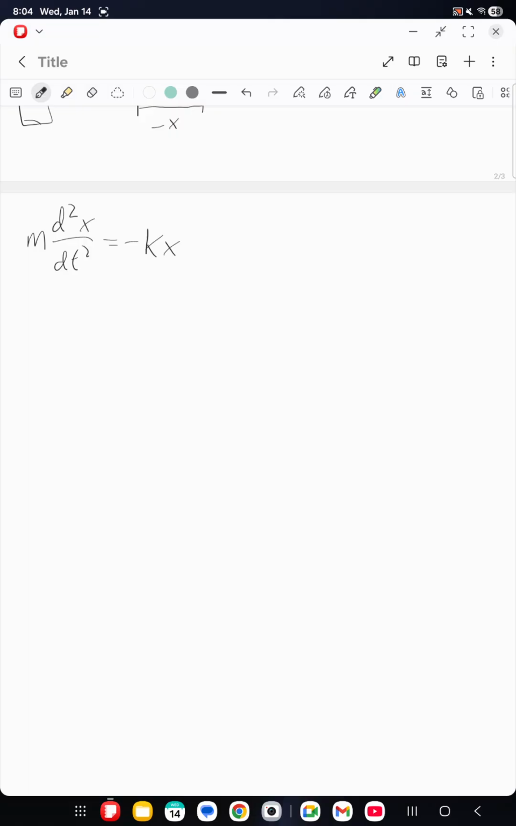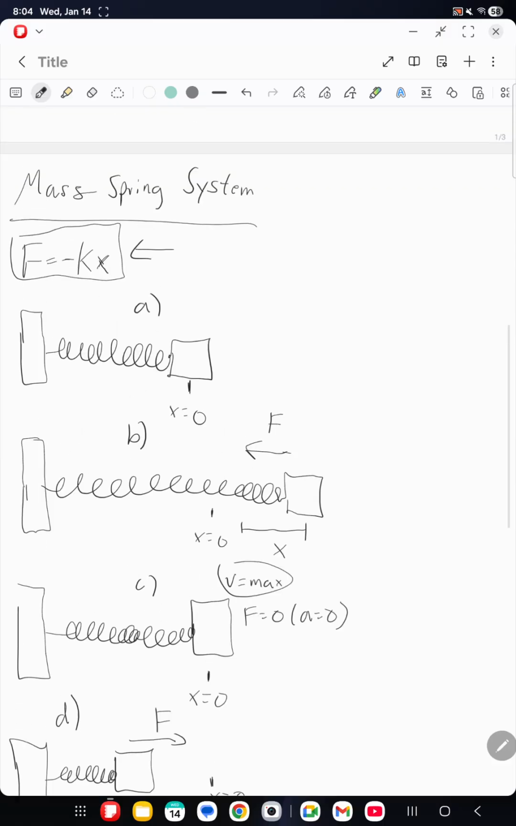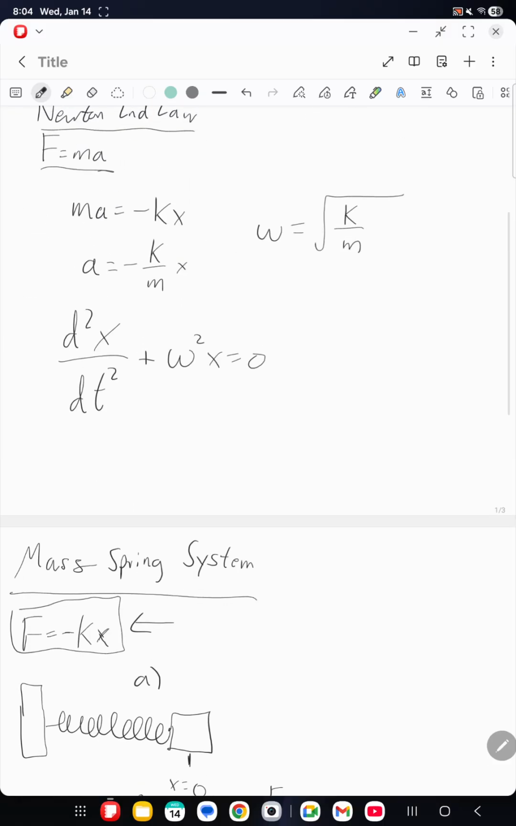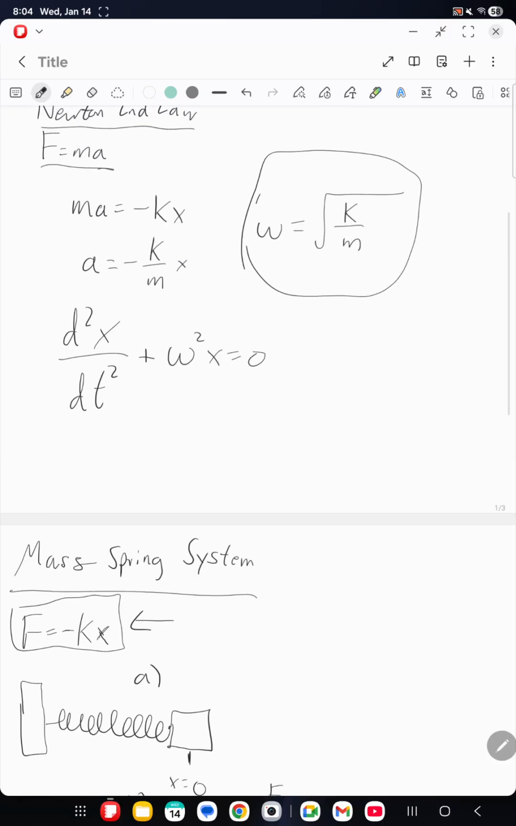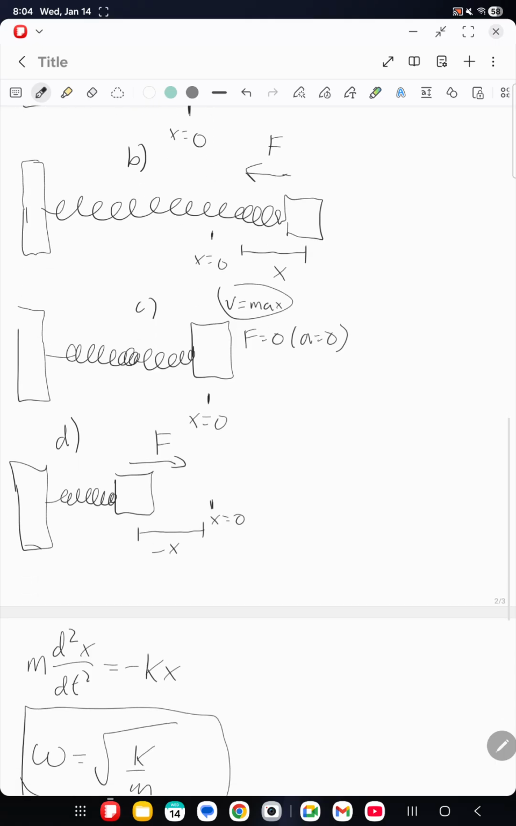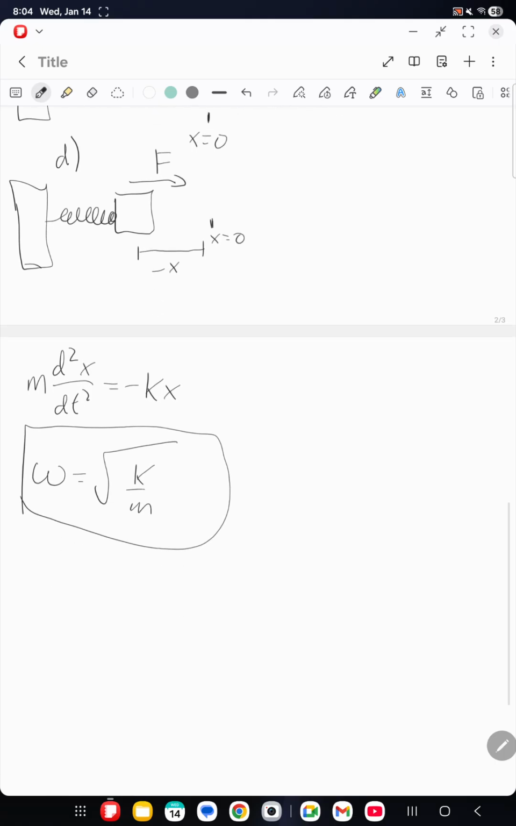And so we are going to divide by m, and again get that the angular frequency is the square root of k over m. This is exactly what we did before here, essentially. Exactly what we have here. It is the same thing for the mass spring system. This is how you get it for a mass spring system.